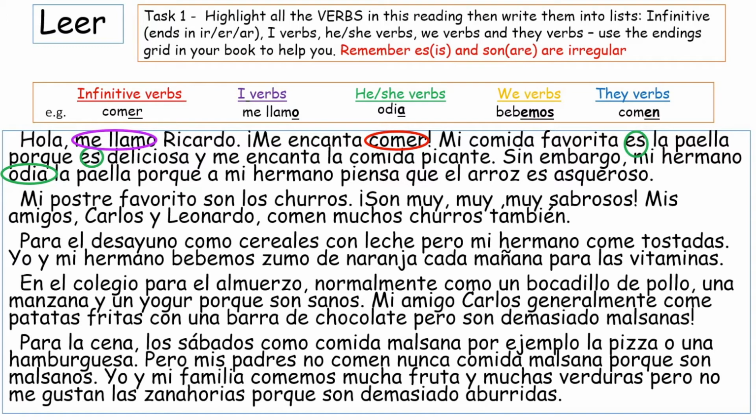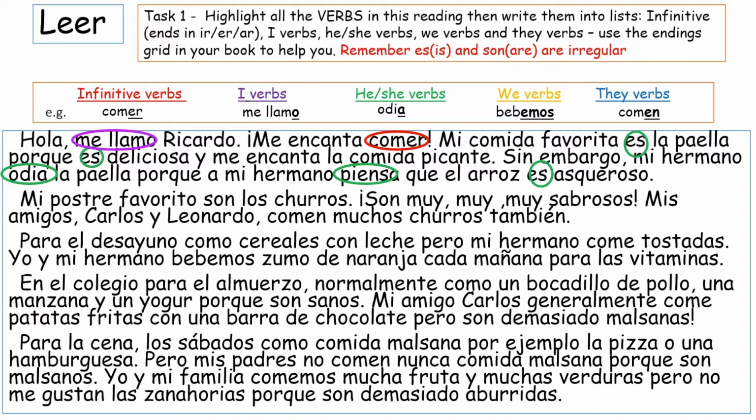Odia is a he/she verb. Now, I've colour coded mine. You didn't have to, but just so you know which column they should be in. So this is he hates, my brother, mi hermano hates. Then piensa, my brother thinks. So it's a he ending. And es something. I'm not going to tell you what things are because that's going to be coming in your next task. Something is asqueroso, you might remember, means disgusting from two lessons ago with Miss. Okay.